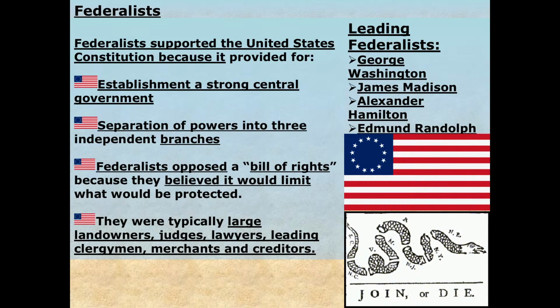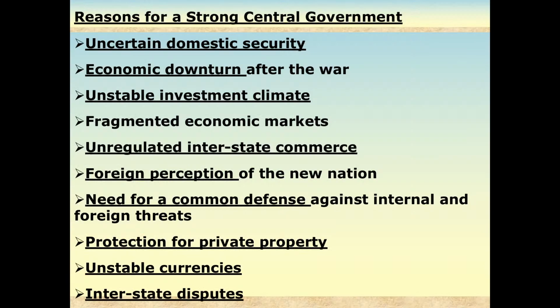creditors, and most of these people are going to be from New England. Most of them. There's a few Virginians sprinkled in there, notably Washington and Madison. But these guys are all hell-bent on pushing for the strong central government because they truly feel that, with all of this uncertain domestic security that occurred because of Shays' Rebellion, the economic downturn, the unstable climate for investment, no trade or interstate commerce regulations.